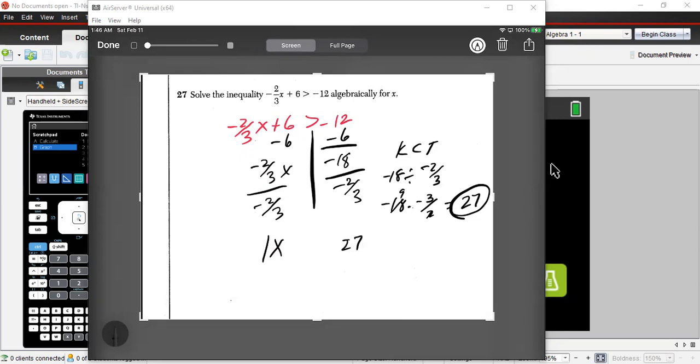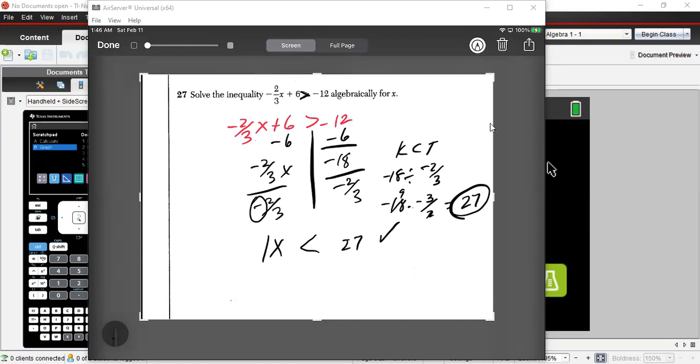Now, the rule for inequalities is that when you divide or multiply by a negative number, you have to flip the inequality. So it was greater than, now it's going to be less than. So it's 1x is less than 27. That's your answer. Keep it moving.